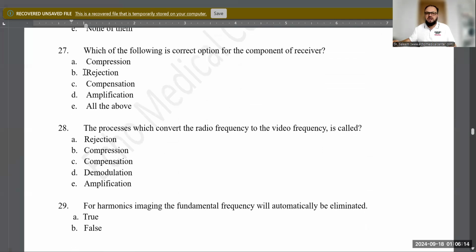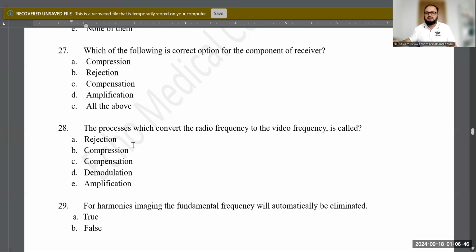It says, which of the following is the correct option for the component of the receiver? Like, which of the following is a component of a receiver? Like I told you, we have 5 components of the receiver. So what do you think, which one is the component of the receiver? Compression, projection, compensation, amplification, or all of the above? What do you think? Exactly correct. All of the above is correct. All of them are the components of the receiver.